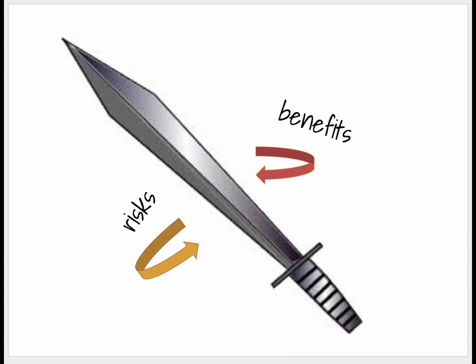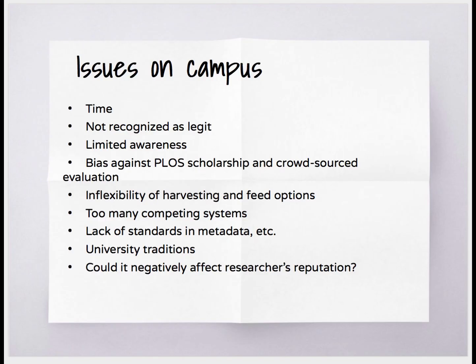So yes, there are definitely risks and benefits. It's a double-edged sword when you're looking at altmetrics. On campus, people argue about it all the time. People say they don't have time for another type of metric. They don't believe this is recognized as legit. Folks believe this area is in its infancy or maybe its toddlerhood. There's really limited awareness of this measure. There's a bias a bit against Public Library of Science scholarship and crowdsourced evaluation. There's inflexibility relating to harvesting and feed options in terms of a promotion and tenure process.